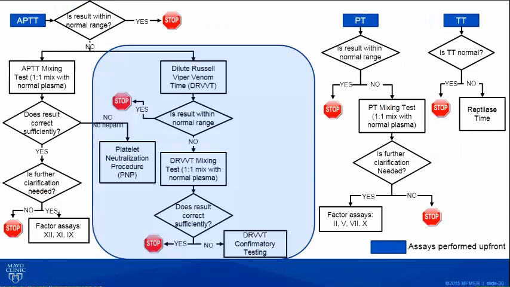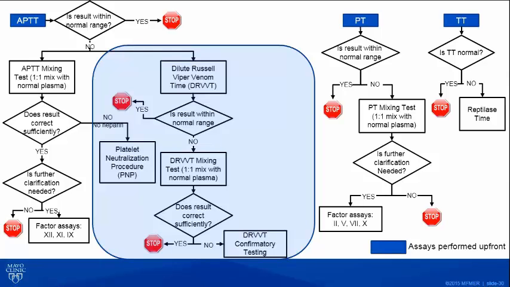So if the APTT is normal, then nothing else needs to be done in this arm. If it's prolonged, then we proceed with a mixing study, and if it corrects sufficiently, then depending on whether we need further clarification, if yes, we would add in the factor assays. For PT, the same. If it's normal, nothing needs to be done. If it's abnormal, then we would do the mixing study, and if additional clarification is needed, we would add in the extrinsic pathway factors for further evaluation.